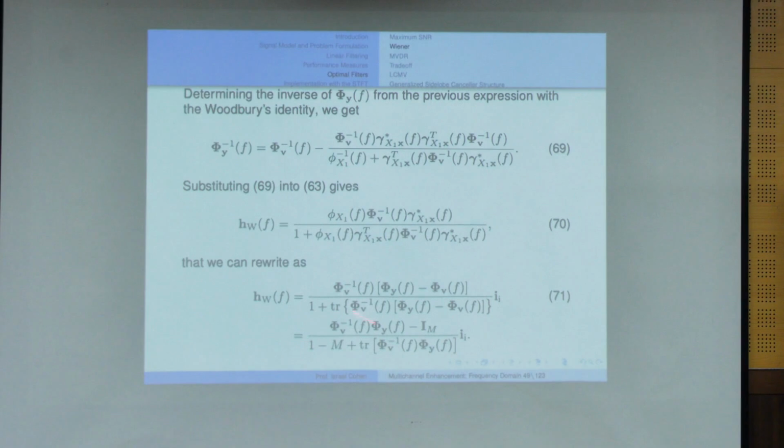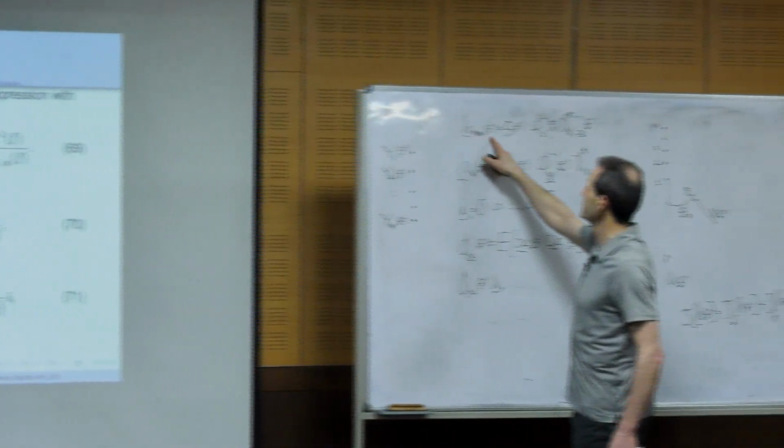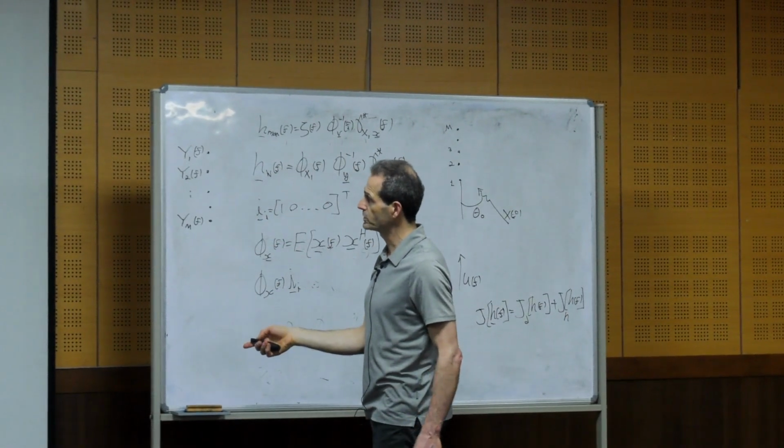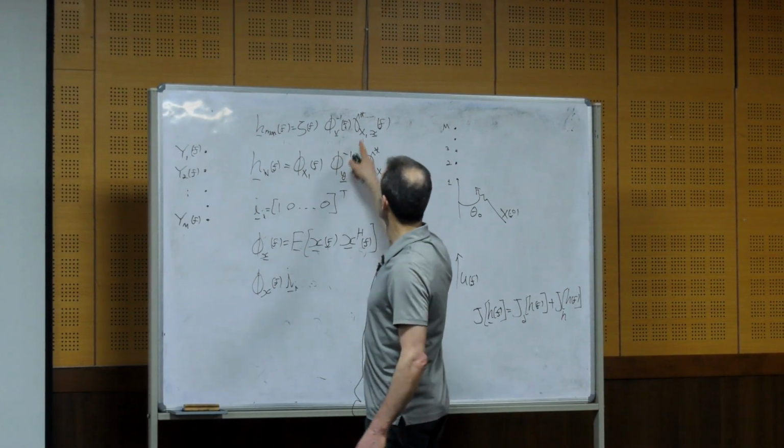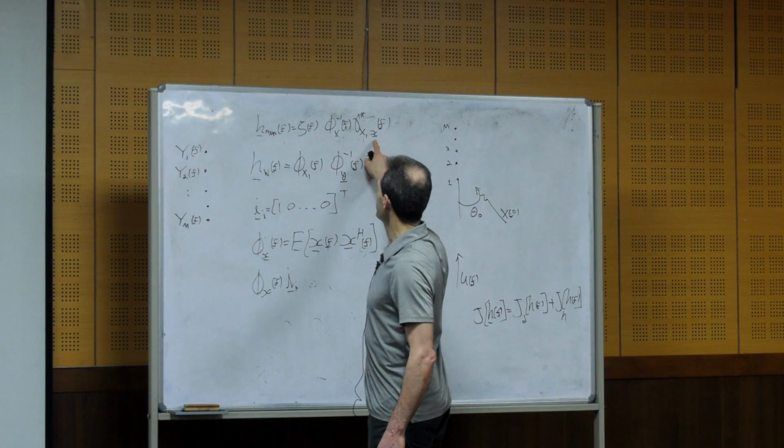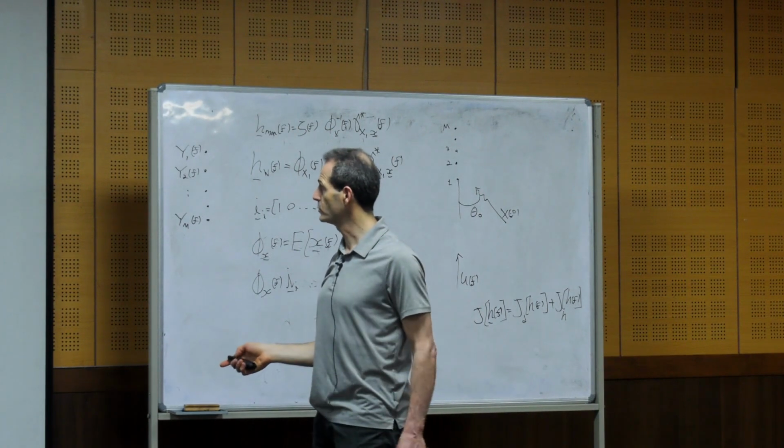Okay, what do we see here? This is very nice to see. Here, do you agree that the denominator is a scalar? Scalar, complex value, right? And here we have a scalar. So if we compare it to the filter that maximizes the signal-to-noise ratio, you see it is proportional to phi v minus 1 times the complex conjugate of gamma x1x, the covariance function between x1 and x.